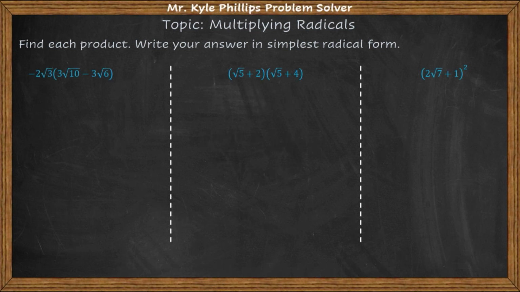Hey everybody, so in this video we're talking about multiplying radicals. So the way you multiply a radical is the exact same way you would multiply any other polynomial. You just have to remember your radical rules. So here we have negative 2 root 3 times 3 root 10.